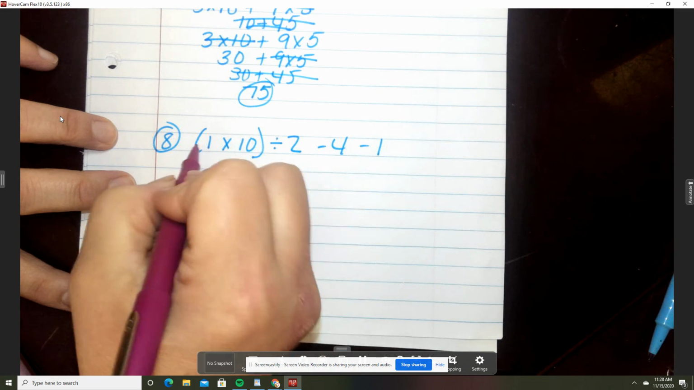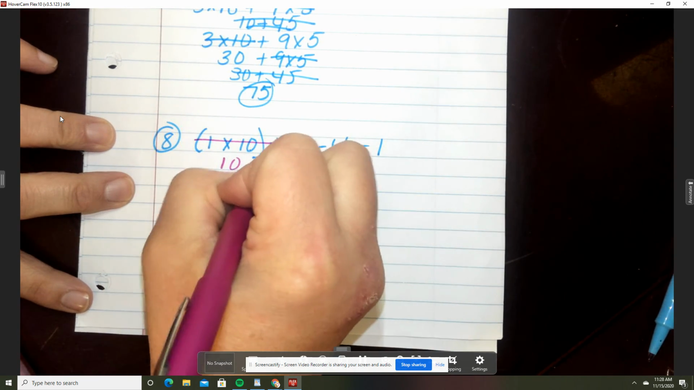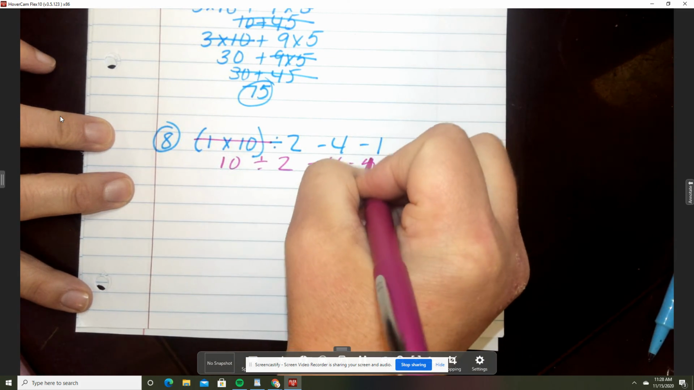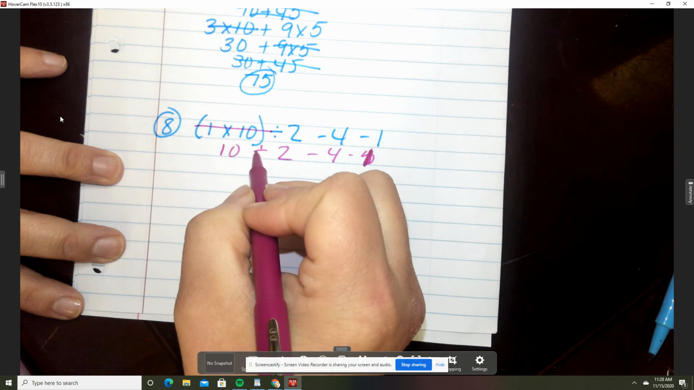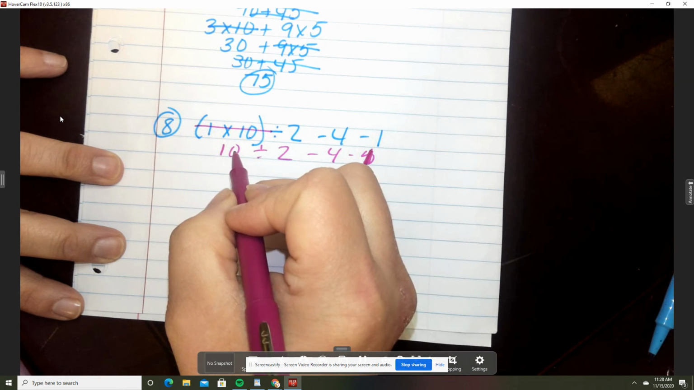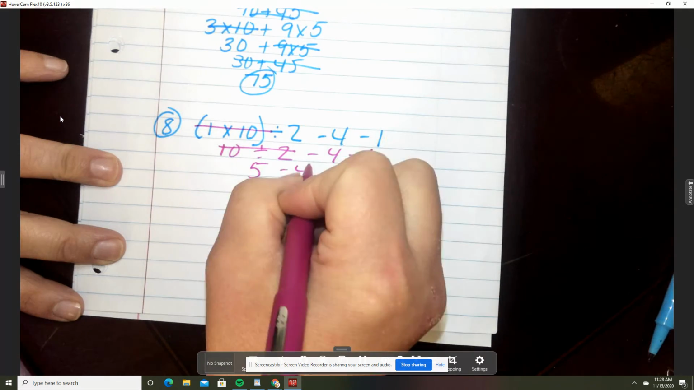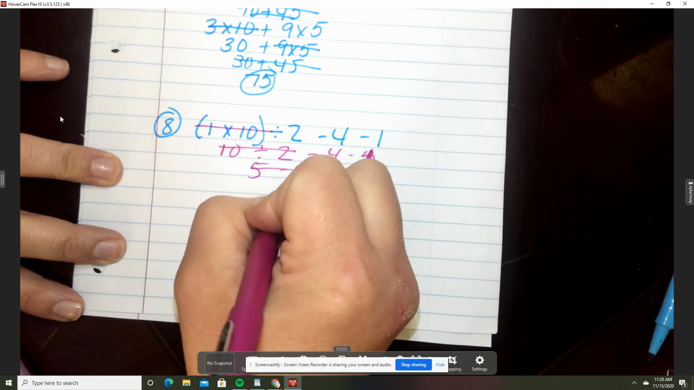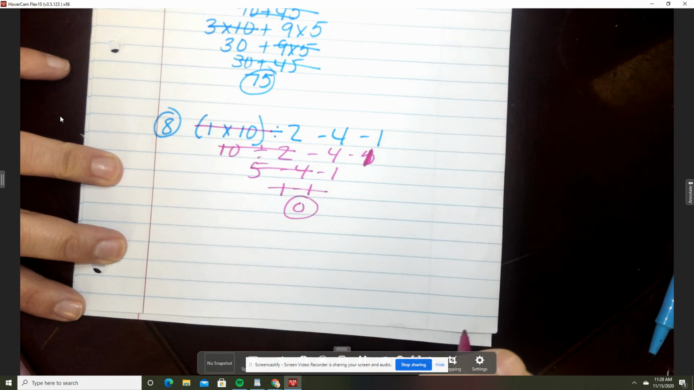All right, I'm going to do the parentheses first. 1 times 10 is 10. Cross that out. Bring down. What is wrong with me? I need to stop. My brain's stopping. All right, so now I've got a division sign. That's all I've got left. So I'm going to say 10 divided by 2, which is 5. Bring it down. 5 minus 4 is 1. Bring down. 1 minus 1 is 0.